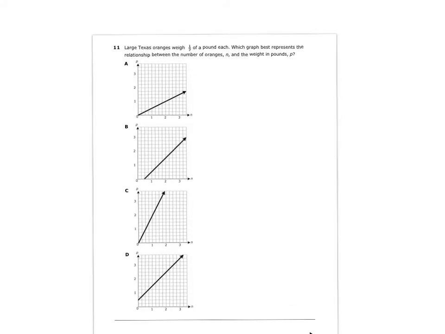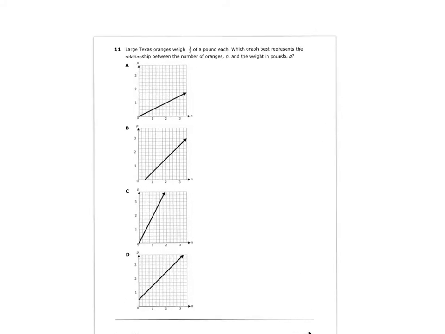Number 11. Large Texas oranges weigh 1/2 of a pound each. Which graph best represents the relationship between the number of oranges N and the weight in pounds P?